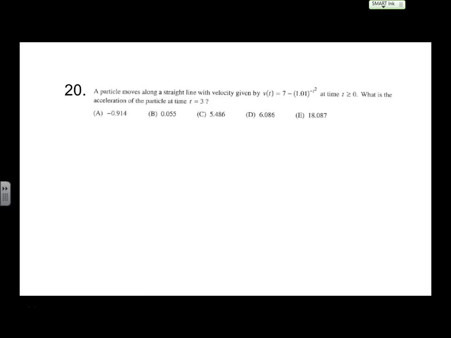Number 20. How did you solve? Go. No, wait. Explain to me though. It asks for acceleration. From velocity to acceleration, take the derivative. Good. So, in your calculator, can you do something like d/dx of, can you do v of x? Sure, why not? Such that x is equal to?